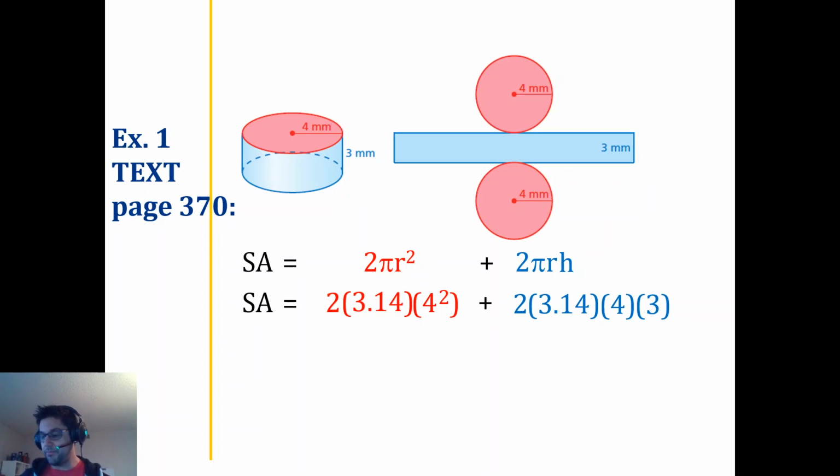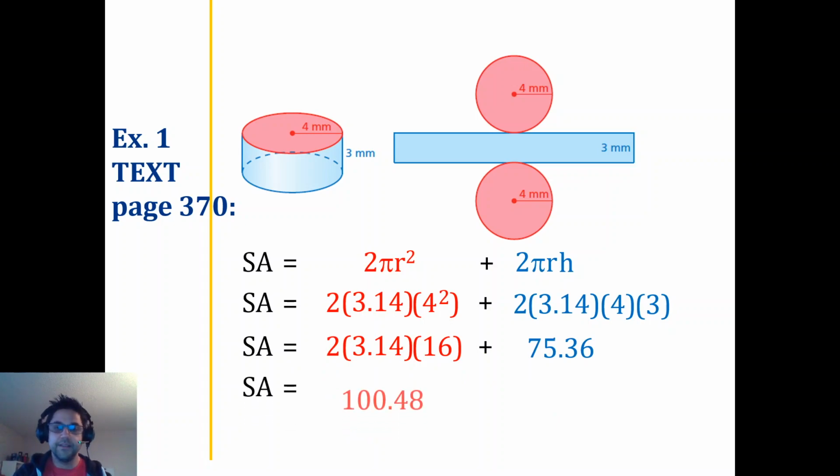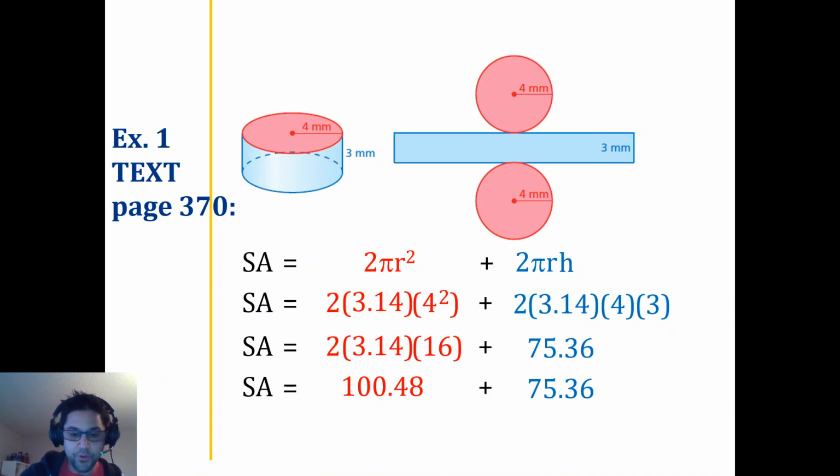And times 3.14, I should have 75.36. So now that I have those two numbers, I'm going to add them up. So on my screen, I have my 75.36, and I'm going to add 100.48. Should give me 175.84.